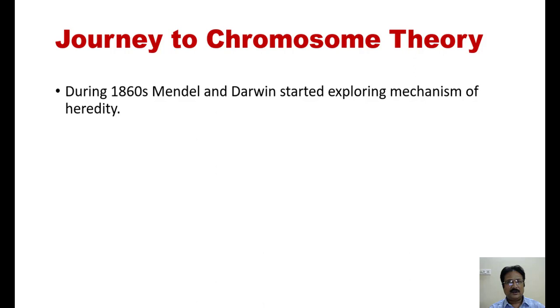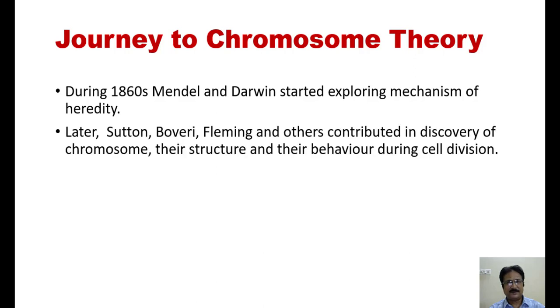In brief, let us have a discussion on the journey to chromosome theory, how the chromosome theory was established. Now just think about the 1860s, when Mendel and Darwin started exploring how heredity occurs, or what is the mechanism of heredity. Later on, Sutton, Boveri, Fleming and many others contributed to the discovery of the chromosome, their structure and their behavior during cell division.